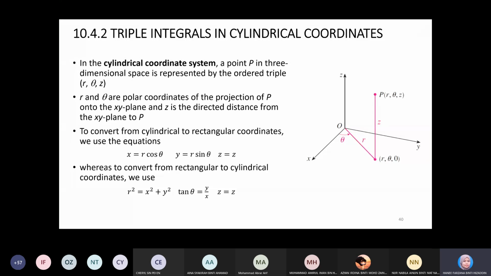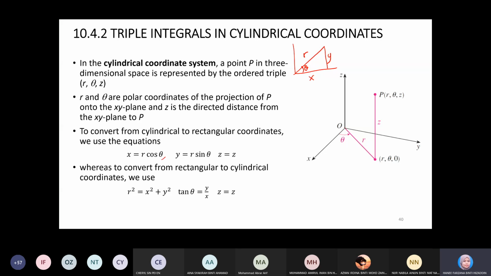This is your distance r from the origin, and this is the height from the xy plane. The distance from the xy plane is z. So your coordinates of this point P are r, theta, and z. r and theta are the polar coordinates of the projection of P onto the xy plane, like what we did before, where if you're given this theta, this is x, this is y, then this is r. So you know that x equals r cos theta and y equals r sin theta.